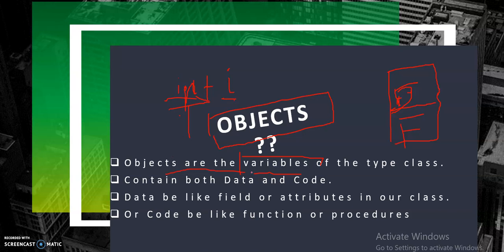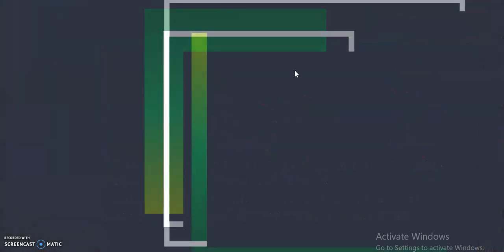So objects are variables of type class. This is the definition of an object. So objects are the variables of type class. Here class is like a data type, and object is like a variable. So it contains data and functions. Data in the form of fields, attributes or variables, and functions, which we call a function, procedure or method. Okay.